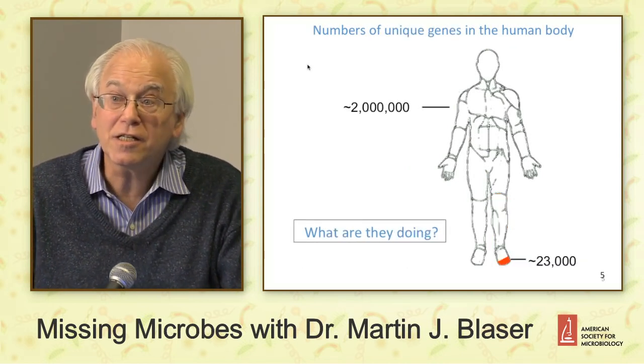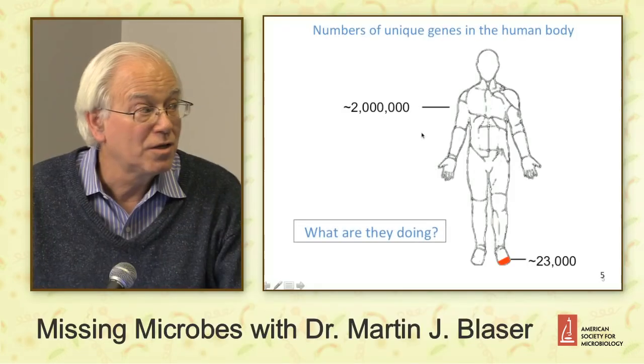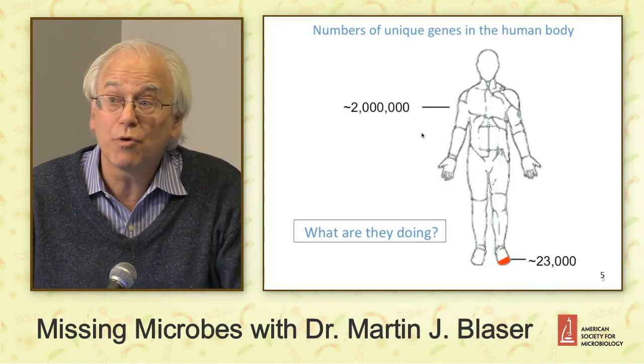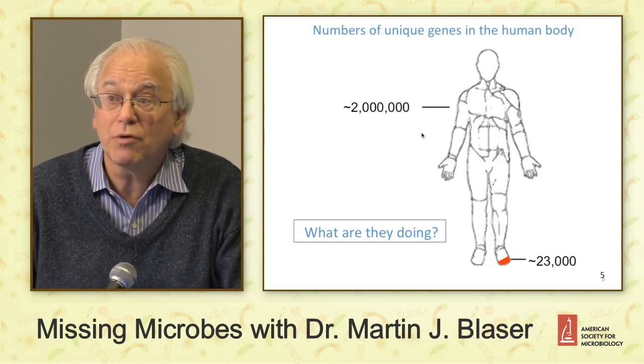Here's a geneticist's view of the human body. Human genes, 23,000 in red. Microbial genes, unique microbial genes, an average of about 2 million. So many more microbial genes than human genes. And we might ask from that, what are all these genes doing?